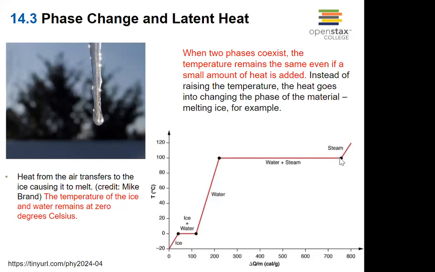Then after that point, if you add more heat, the temperature of the system will increase again. For the vaporization process, the heat needed for all the water to vaporize is again called latent heat of vaporization. During the phase transition, if you add heat to the system, the temperature will not change, but rather it's changing the phase of the substance. So that's phase change and latent heat.